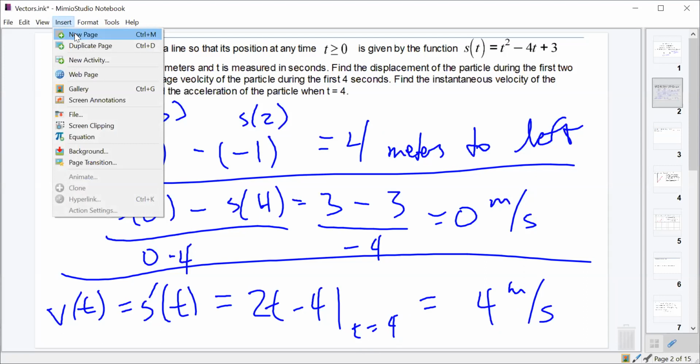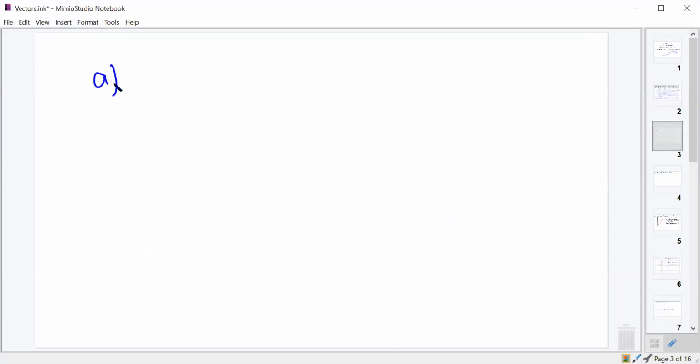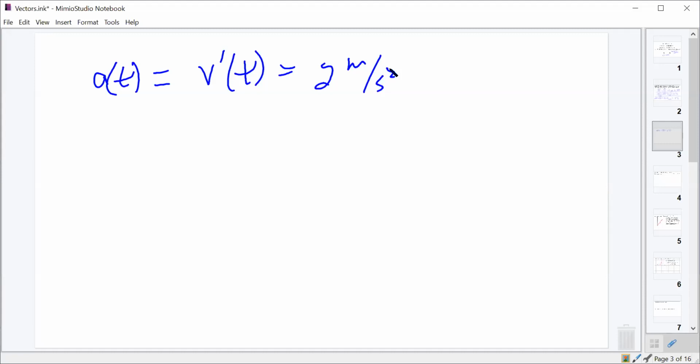And if we're going to look at the acceleration, we need the acceleration function. If a of t is equal to v prime, it should be 2 meters per second squared. Everybody good with that? It doesn't matter what t value we're looking at for our acceleration, because no matter what, that acceleration is always 2.